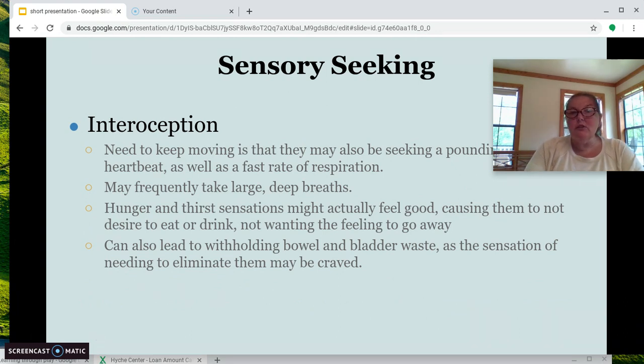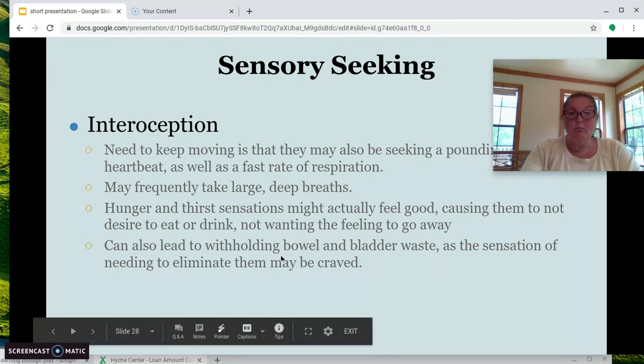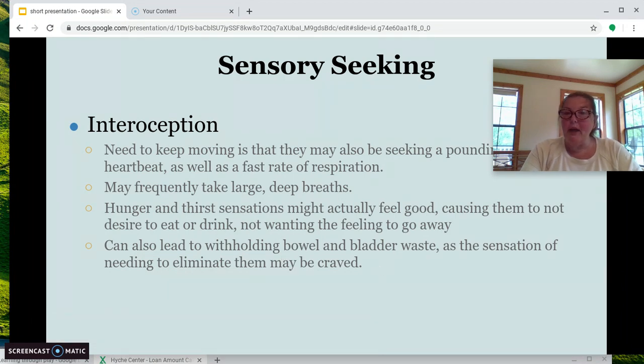And then lastly is our interoception. These kids often take large, deep breaths, almost like they're exhausted, but it feels good to them. Hunger and thirst pains may feel good, so they may just not eat or drink. And then those may withhold bowel and bladder because that sensation feels good to them.